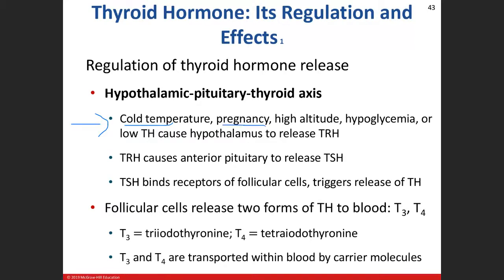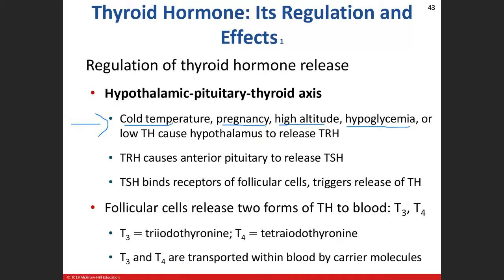Pregnancy, because remember, when mom is pregnant, her metabolism is kicking up because a lot of changes are going on in the body. A lot of things need to be prepared for baby. High altitude. Folks that live in the Andes Mountains in South America, or the Himalayas, or even our Rocky Mountains, those high altitude folks are going to be producing more thyroid hormone. Hypoglycemia, what's that? That's right, low blood sugar. Thyroid hormone will help increase your blood glucose levels.